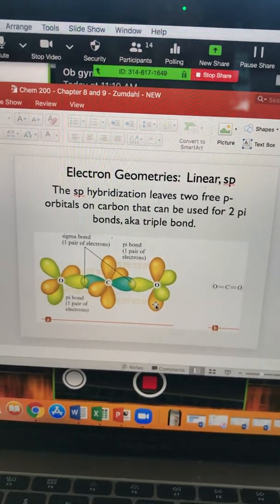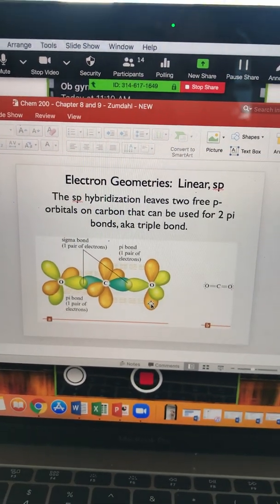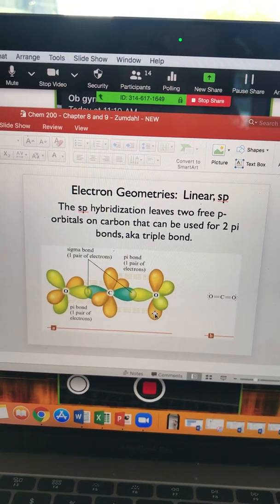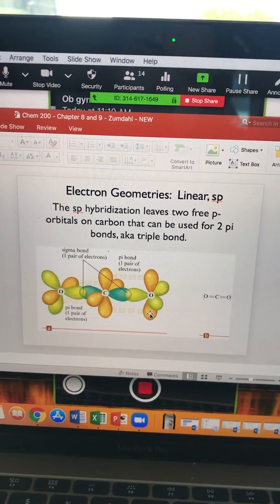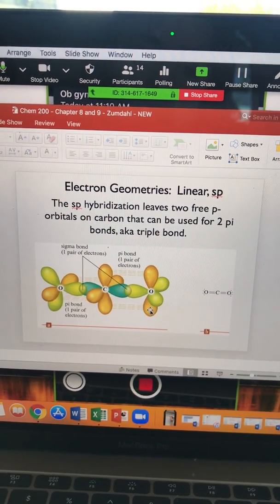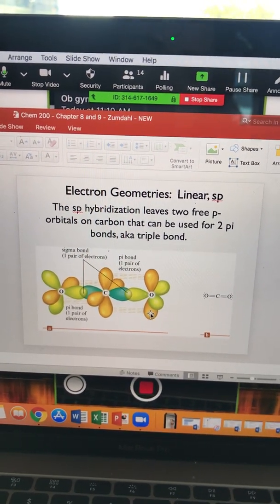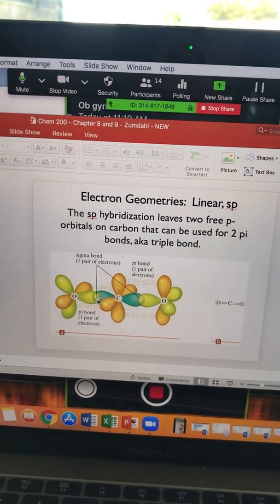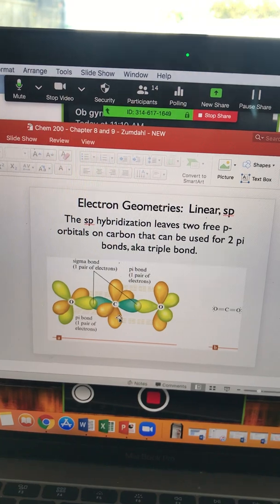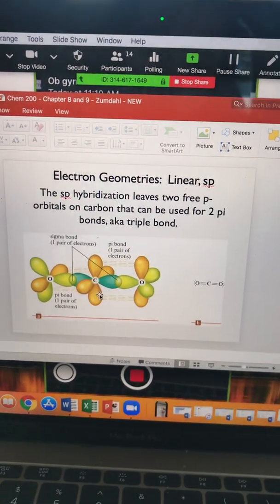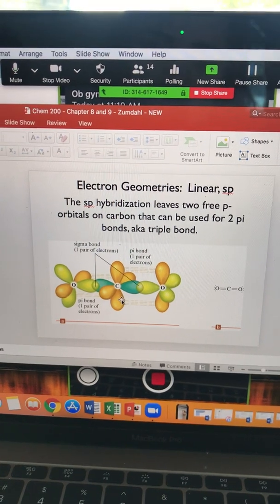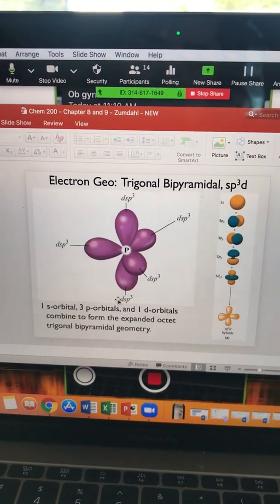So, in that situation, do you have any leftover bonds? So all of your p orbitals there are being used. One of them is being used in sigma bonding, and two of them on carbon are being used for pi bonding, right? Okay. So there's no leftover orbitals. That's correct. Well, technically, yeah.